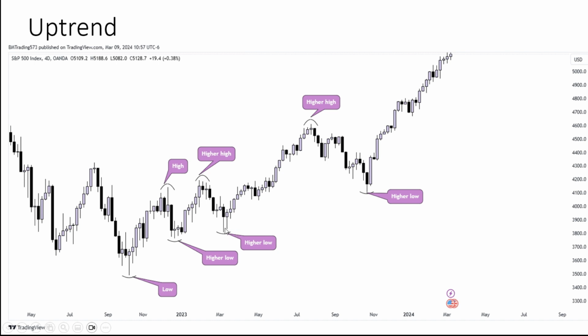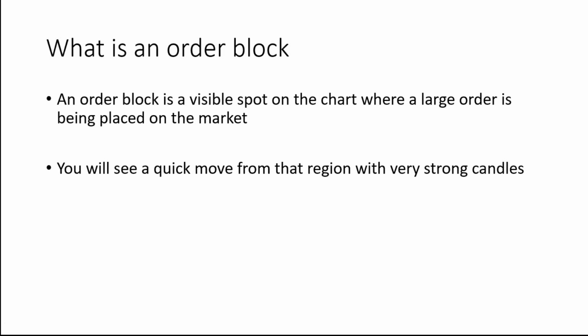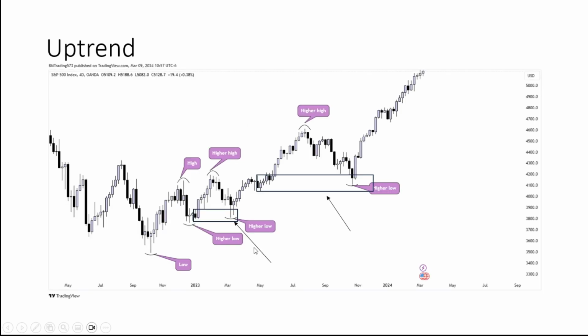You identify when the market is going to make a higher low by order blocks. So an order block is a visible spot on the chart where a large order is being placed in the market, and you will see a quick move from that region with very strong candles. What that looks like in the chart is, if you look right here, for example, when price creates this higher high, it's relatively strong candles coming off of this area right here, right? It has strong candles to break this, initiating a chance for a higher low to be created.